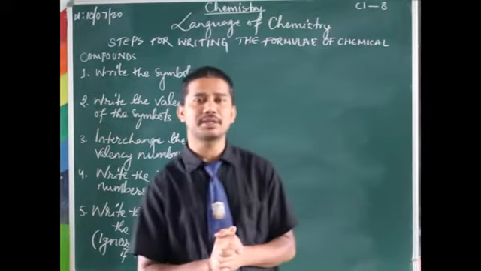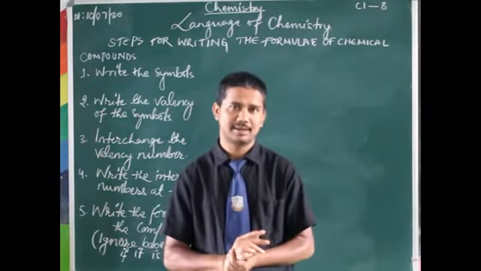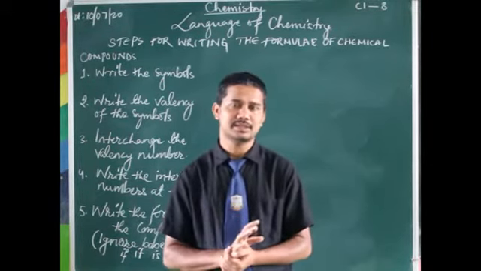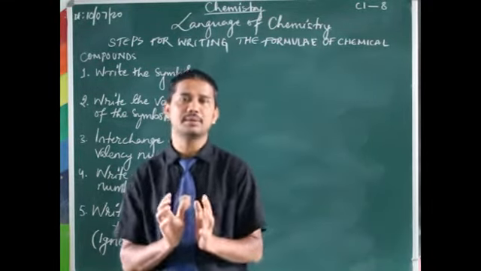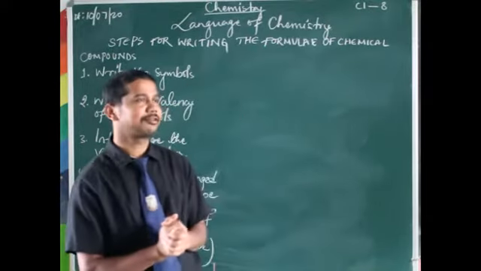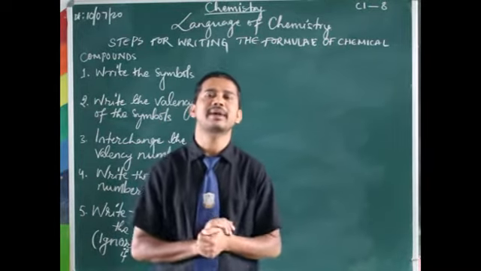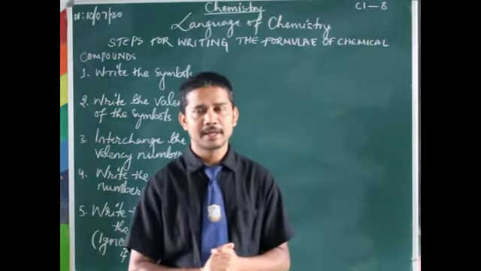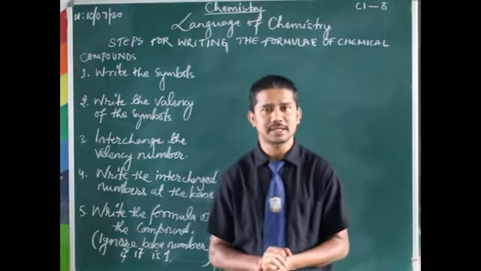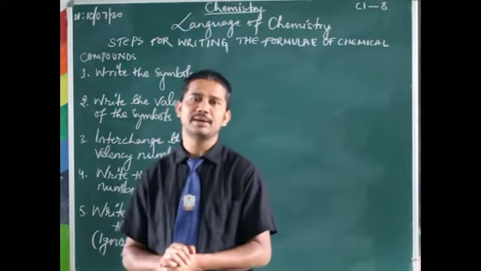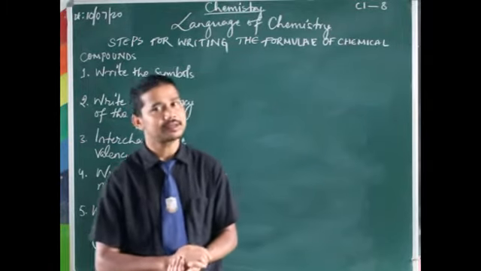So for writing the molecular formula of a compound, two most important things are the symbols of elements or radicals constituting the compound, that means the compound has, okay? And the valencies of the elements or the radicals. Without this, you cannot write a chemical formula. So hope you have learnt the symbols and valencies of the elements and the radicals. So today we will be learning how to write molecular formula or chemical formula.